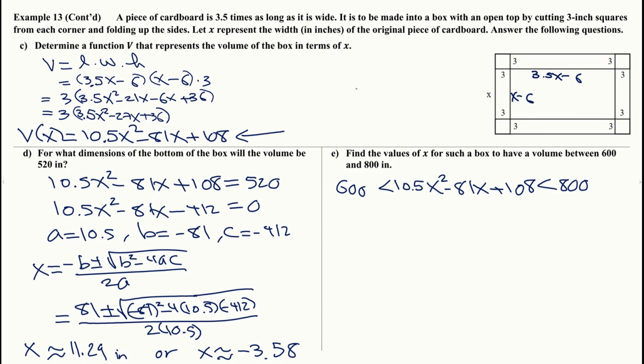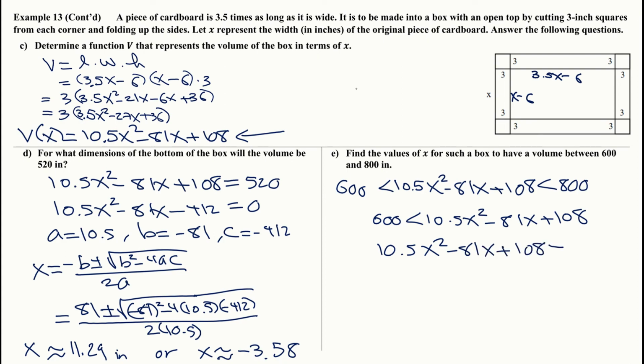One is 600 is less than 10.5 x squared minus 81x plus 108. And the other one is 10.5 x squared minus 81x plus 108 is less than 800. Okay, so we already know how to solve these. Remember, we did one already, okay, earlier today.